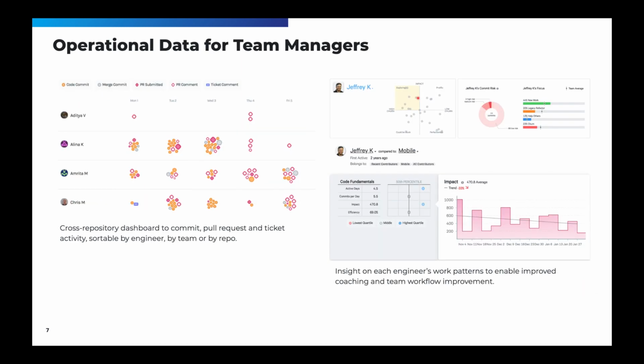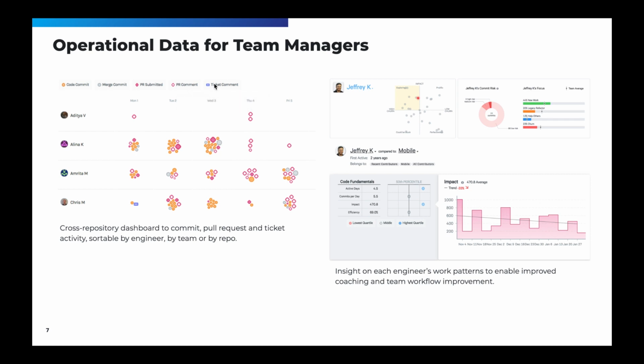Changing gears, what we're looking at now is more operational data for team managers, team leads, scrum masters. What we call the morning cup of coffee report, over here on the left, is our work log. This is where we're bringing in the three primary functions of engineering: code commits, merge commits, when pull requests are being opened and closed, when those PRs are being commented on, and then ticket activity.